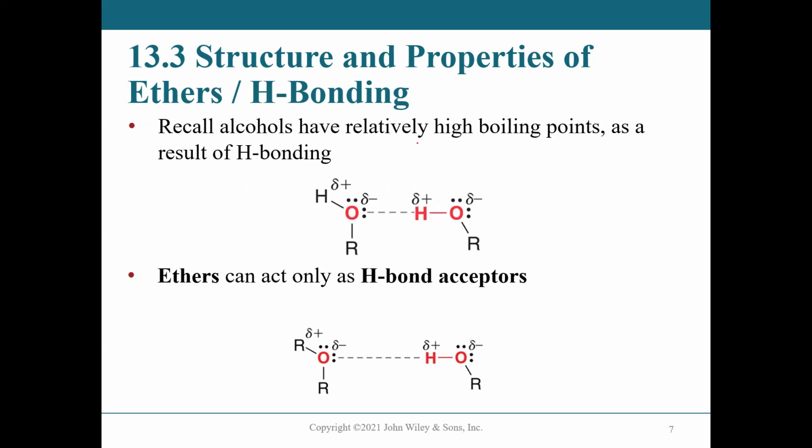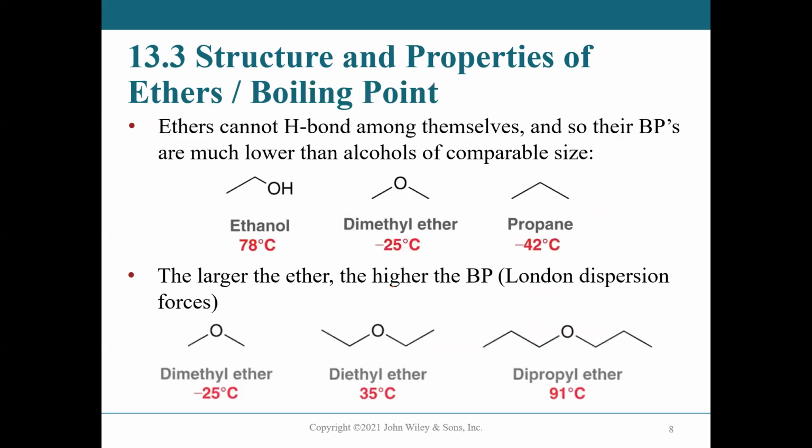So recall, alcohols have relatively high boiling points, and this is due to hydrogen bonding. Remember, hydrogen bonding can occur between this, and this. Ethers can act only as hydrogen bond acceptors. So ethers cannot hydrogen bond amongst themselves. If you just have two ethers in there, you can't just say, oh, we have some electrons and it's going to hydrogen bond to that methyl group's hydrogen. That's not going to happen.